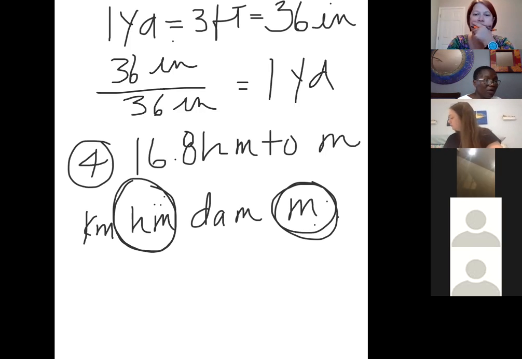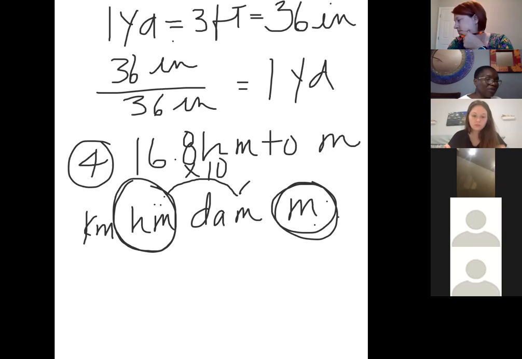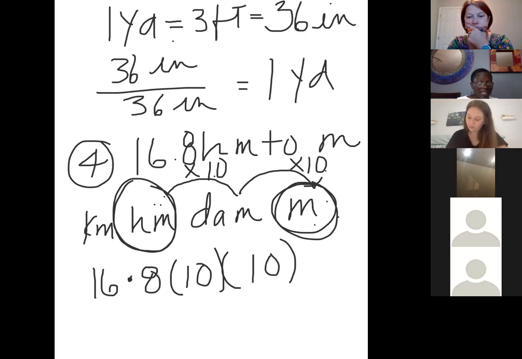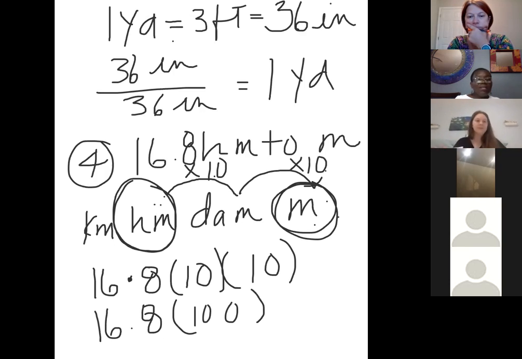So what we do is skip over decameter, which is times 10, and then go over to meters, which is another times 10. So in order to convert this one, you take the 16.8 and multiply it by 10 times 10, which is 100. Now, you can do 10 times 10 like this, or you could just do 16.8 times 100.